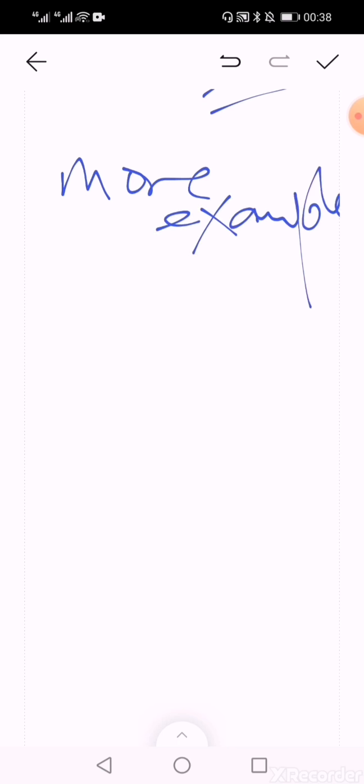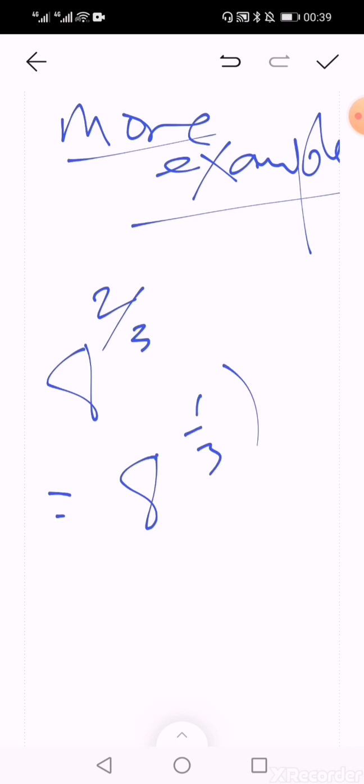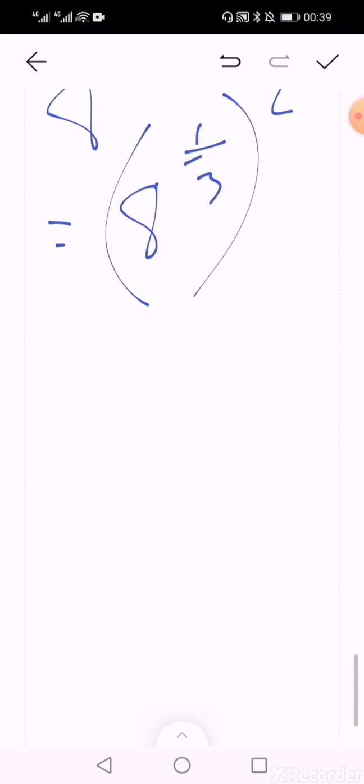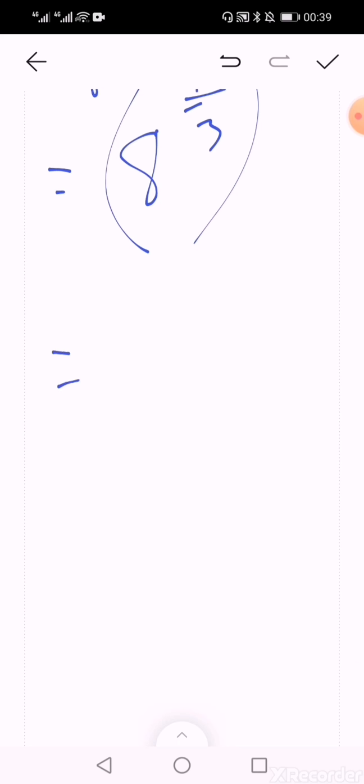More examples. So let's look at 8 to the power 2 over 3. This one we can write as 8 to the power 1 over 3, to the power 2. I prefer this way because it is easier to find the powers of smaller numbers. Then we know we can simplify this one.